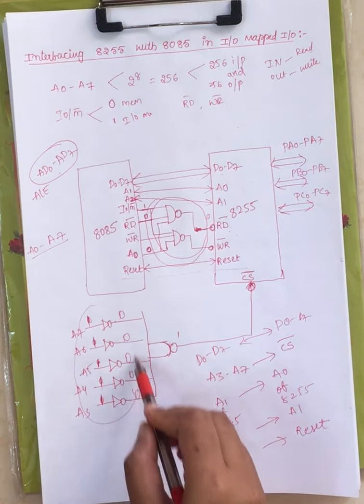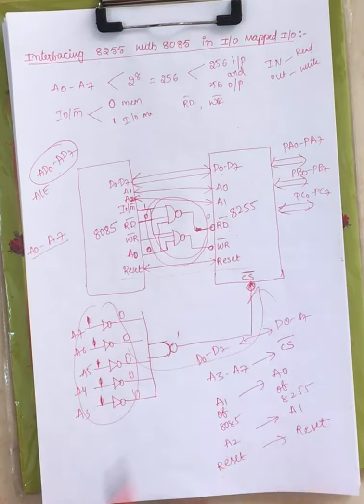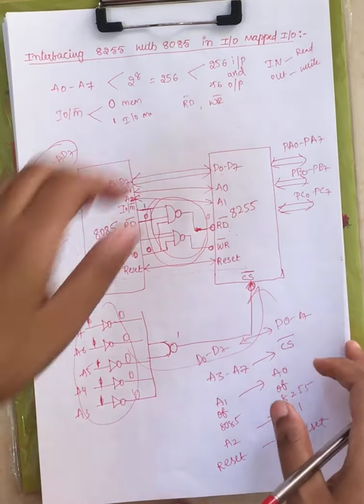Now the remaining address lines are used for chip selection of 8255, right? Now when it is logic 0, it indicates 8255 is ready for communication, right? Now what is the address of port A of 8255? Seeing this figure, what is the address of port A of 8255? Now port B of 8255 and port C of 8255. What is the address? Can you say?